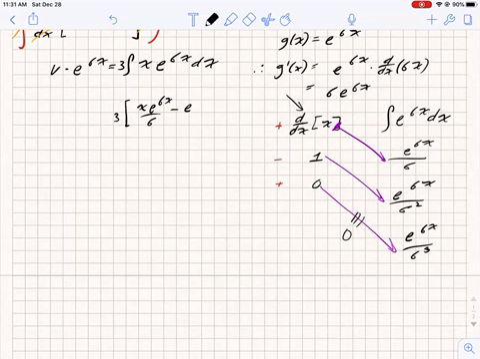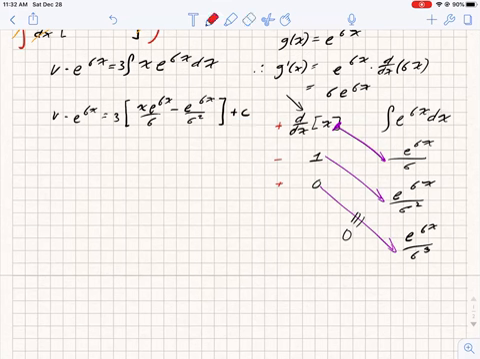e to the 6x over 6 squared. And the other one is going to be 0. This is going to be plus c. And whatever's left over here. It's very important for this c to be here, because when you divide by the function e to the 6x, it must be tacked onto that constant.